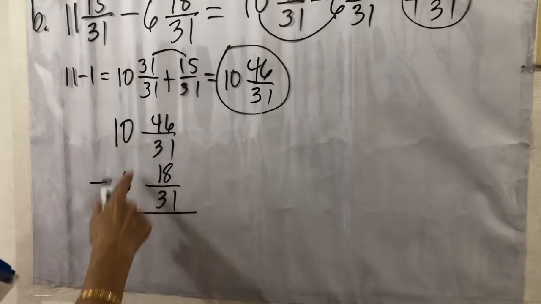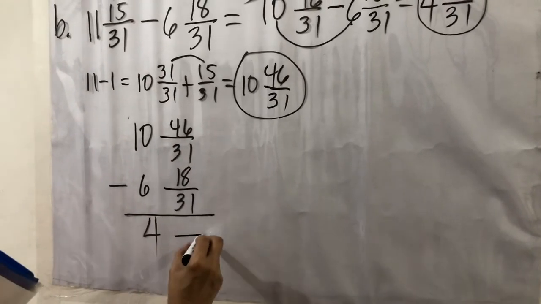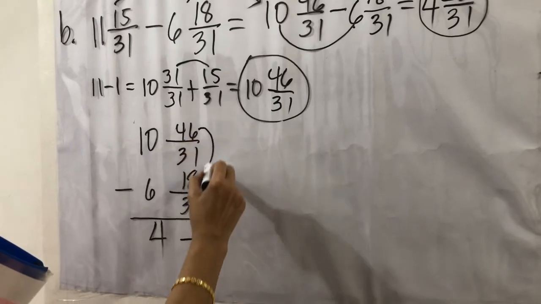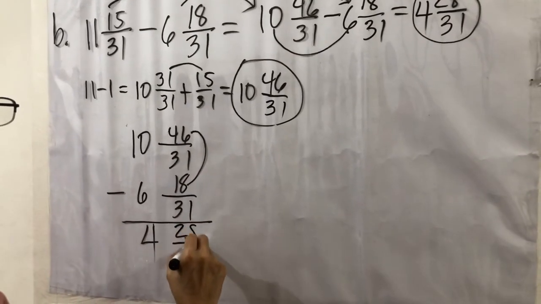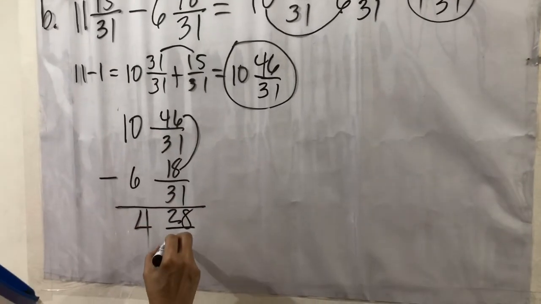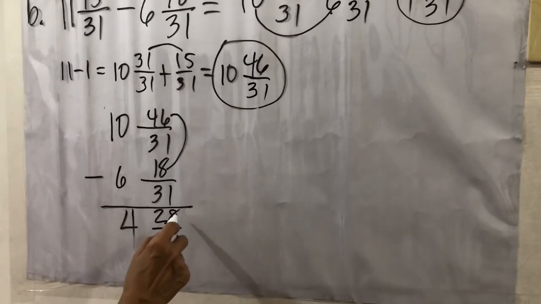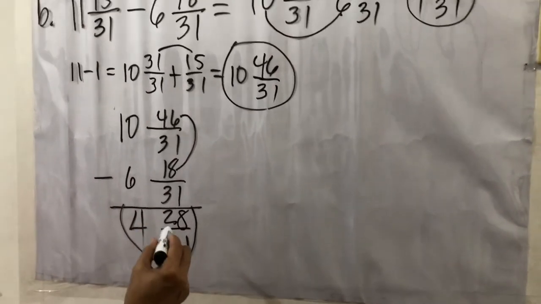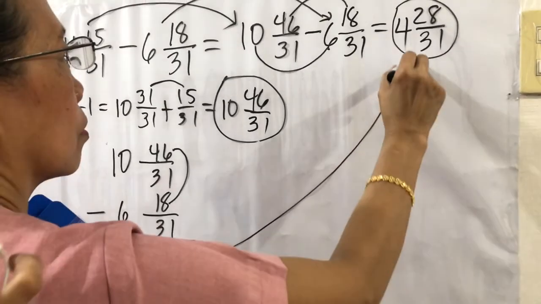Subtract first the whole numbers, 10 minus 6 equals 4. The next one, the fractions, 46 minus 18, the answer is 28. So that is the numerator, and copy 31 as denominator. So this is now the answer. We have 4 and 28 over 31. So the same to this.